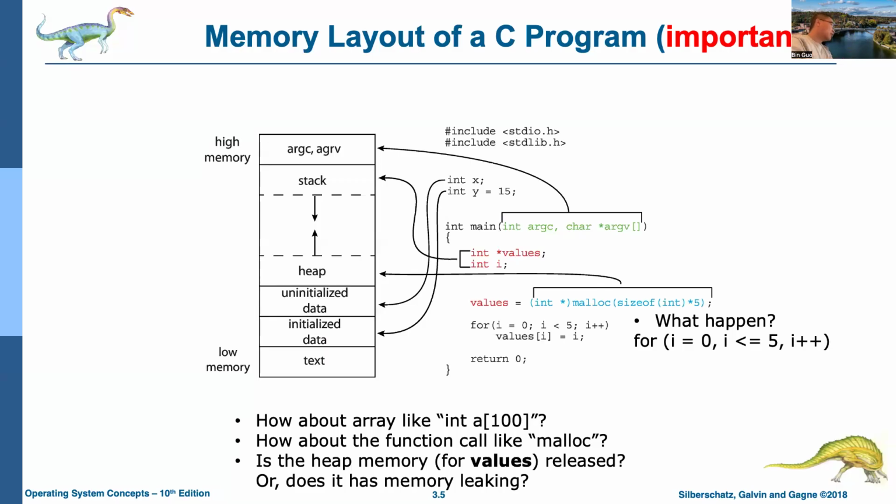Okay, lots of third question. Is heap memory released or not released? We just did not release it, so does it have a memory leak or not? Yes, it has a memory leak. We just discussed. The last question is what happens if... This is correct. This one.